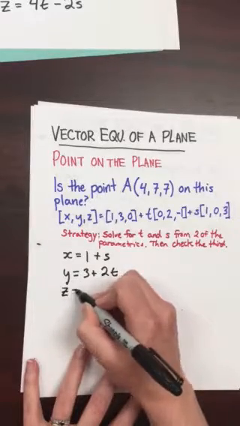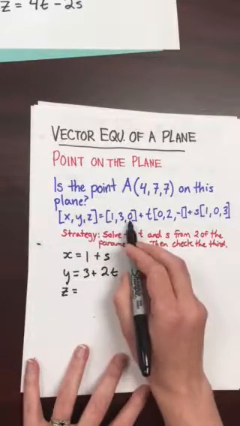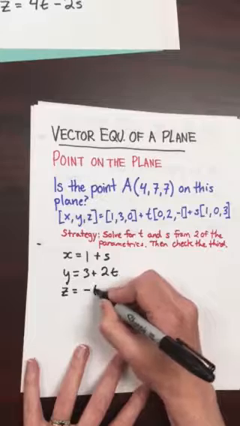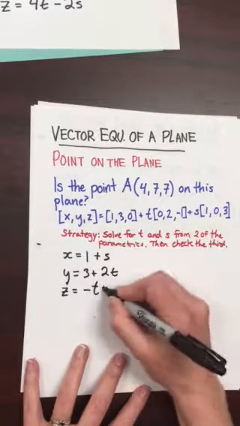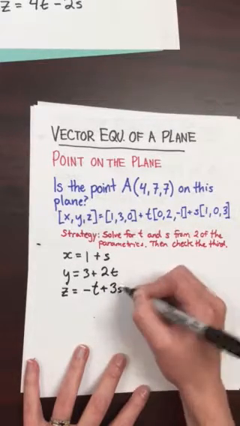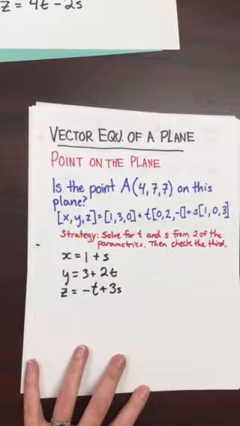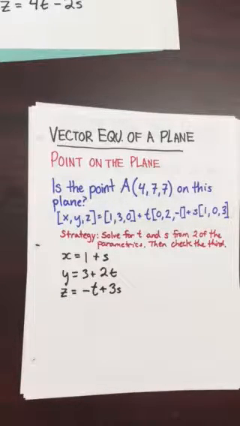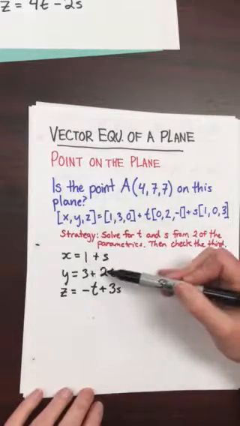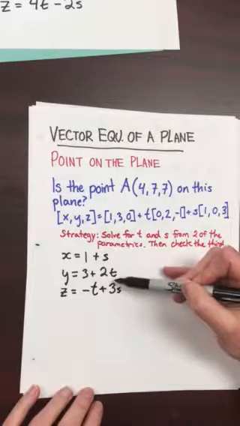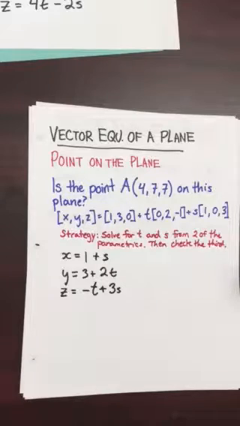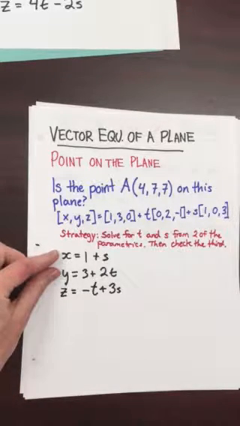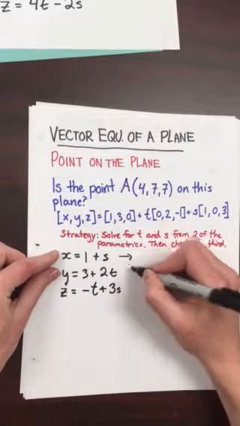And then I have z. Z is equal to 0 minus t plus 3s. Okay, so to solve for s and t, I'm very fortunate in this case because if you notice, my x and y equations just have s or t in them. So the easiest strategy here would be to use x and y. So I'll show us how we could do that.